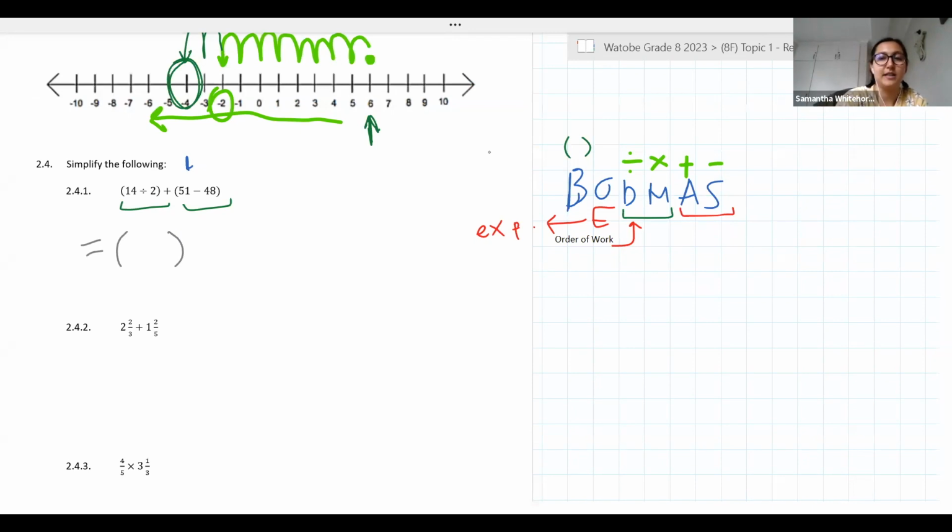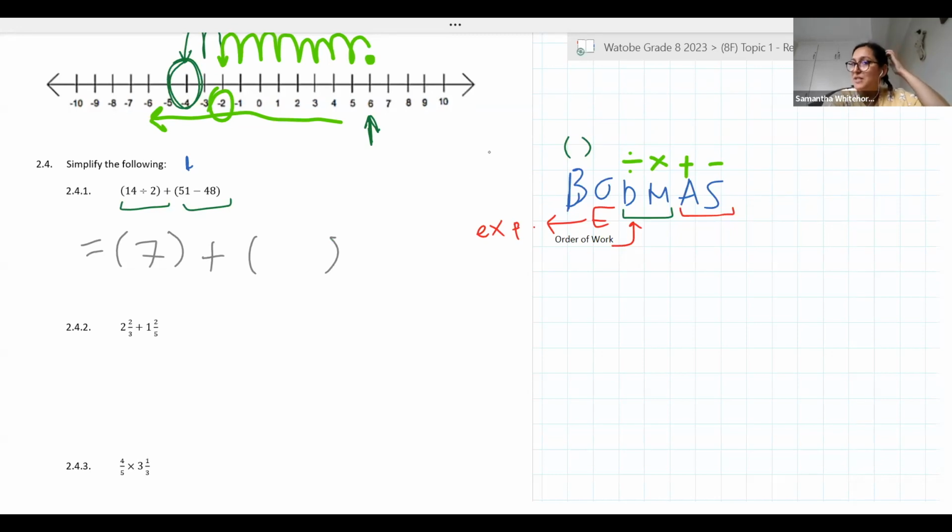Very nice. You see it coming through on the chat there. Excellent, guys. Well done. 14 divided by 2 is 7. Okay, so that's one of my brackets dealt with. The plus is going to stay there because I'm not dealing with it just yet. I'll get there. But now I need to simplify my next pair of brackets.